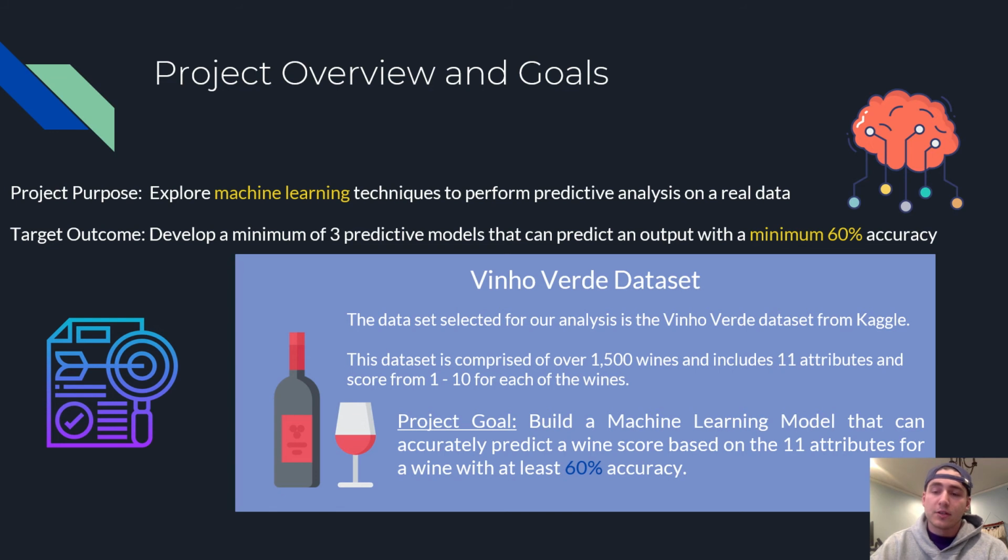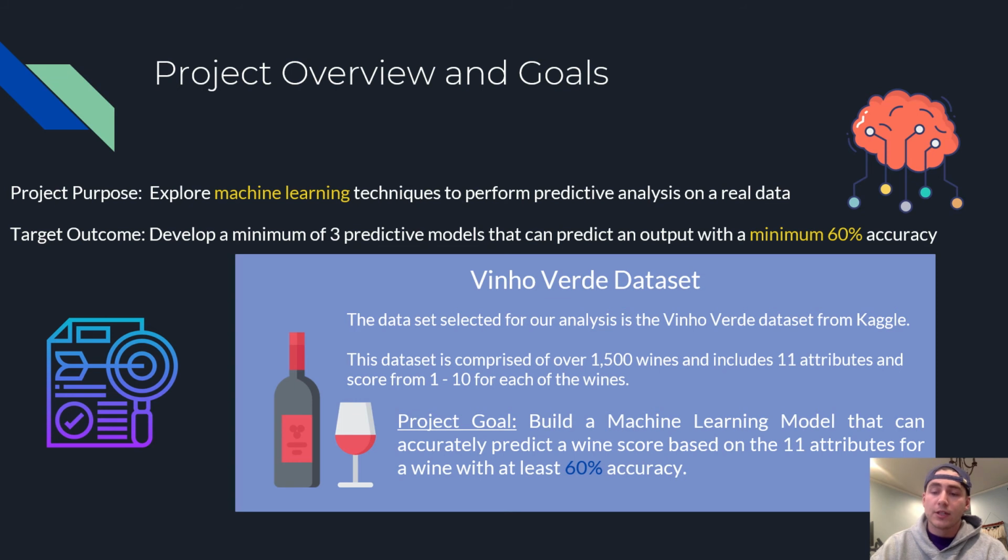Our team did some research on available datasets for machine learning and found the Vino Verde dataset on Kaggle. The original dataset has 1,597 instances, each with 11 attributes that relate to wine. Each wine is also scored on a scale from 1 to 10, 1 being the lowest quality and 10 being the highest quality. I'll talk through the dataset in more detail shortly, but I want to ensure that our project goal is clearly communicated in context to our dataset selection.